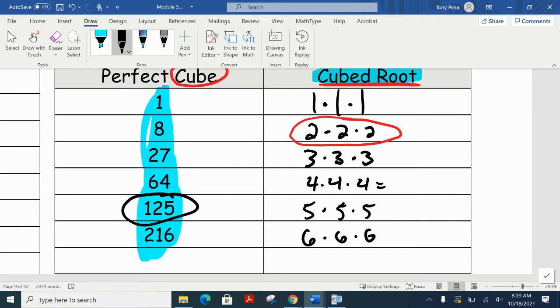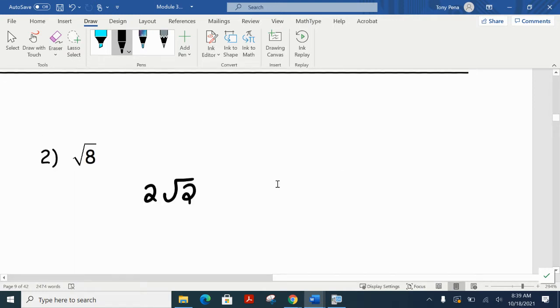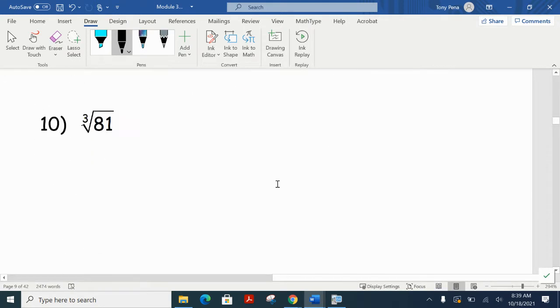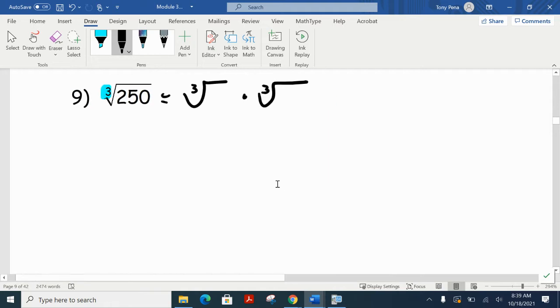Good. So this 125 should go into 250 nicely. So if we go back to our problem now, we're going to take the cube root of 125, and it goes in how many times? 2 times. So 2 times 125 will give us the 250. But now we want it to be a cubed root.